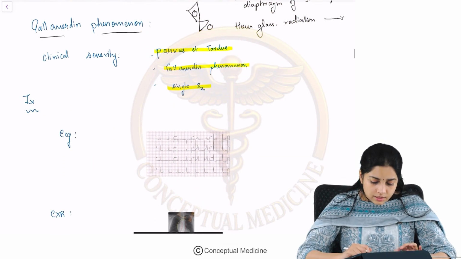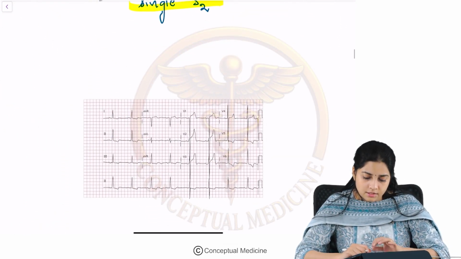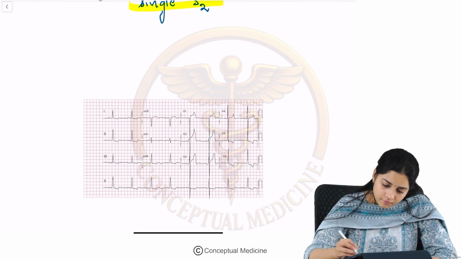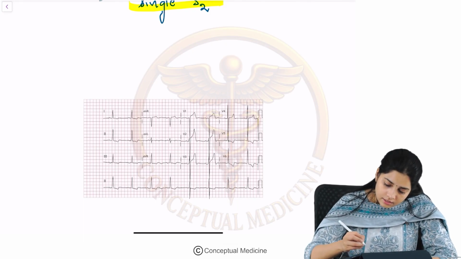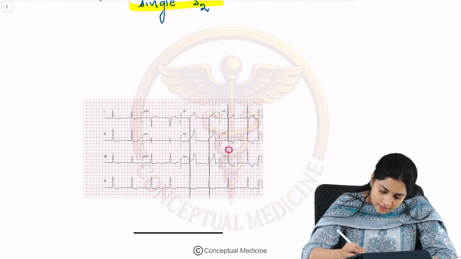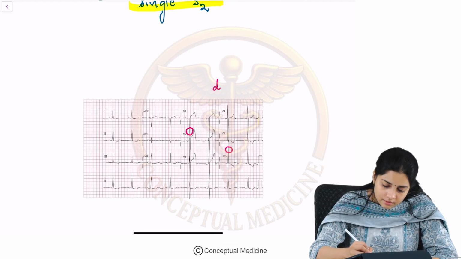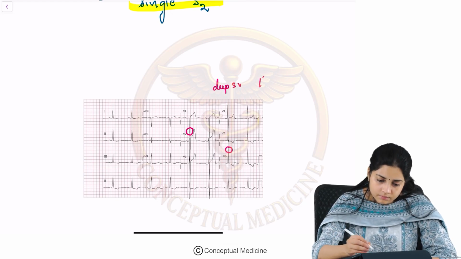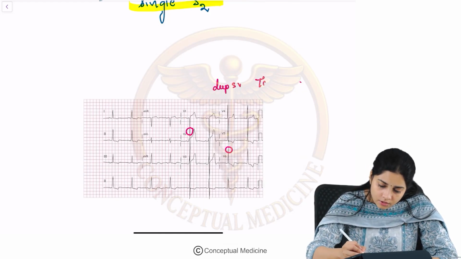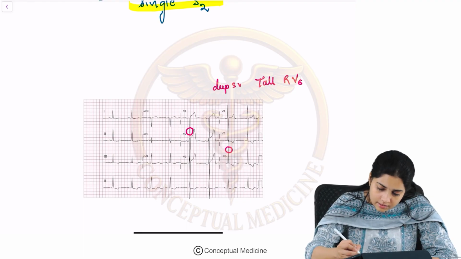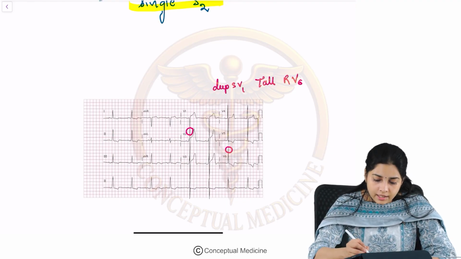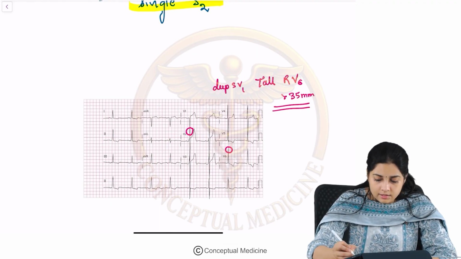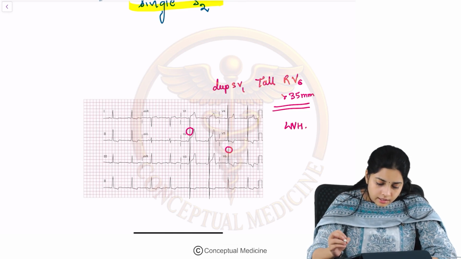Now let us move on to the investigations. The first investigation is your ECG. Let us see what is happening in the ECG. Can you see that there are tall R waves in V6 and deep S waves in V1? If you add them, it is definitely more than 35 mm. So this is suggestive of left ventricular hypertrophy.